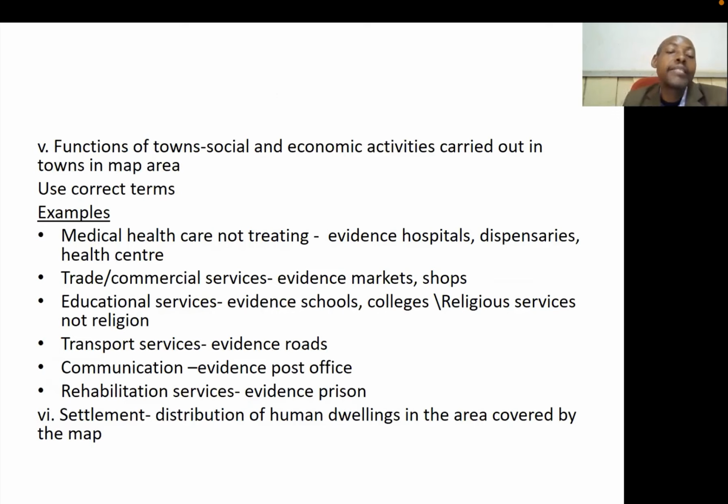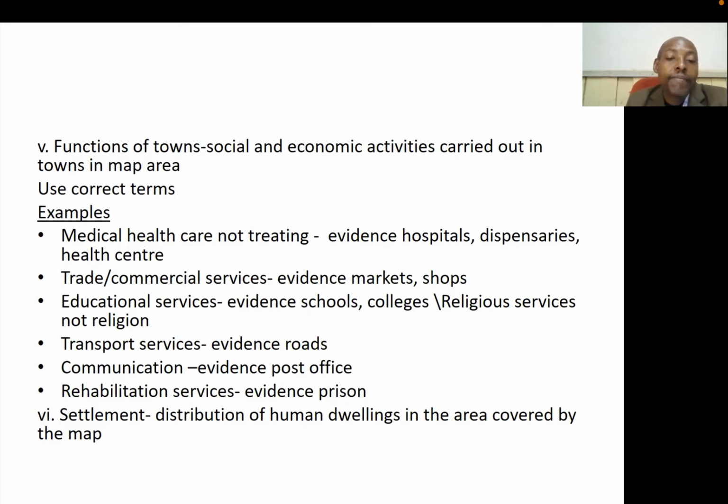Use correct terms. For instance, medical health care, not treating. Evidence for this would be hospitals, dispensaries, or health centers. Trade or commercial services. This is evidenced by the presence of markets, shops. Then educational services is evidenced by the presence of schools, colleges. Then religious service is not religion. You talk of religious services, which is evidenced by the presence of churches. Usually they are abbreviated with CH, or mosques.